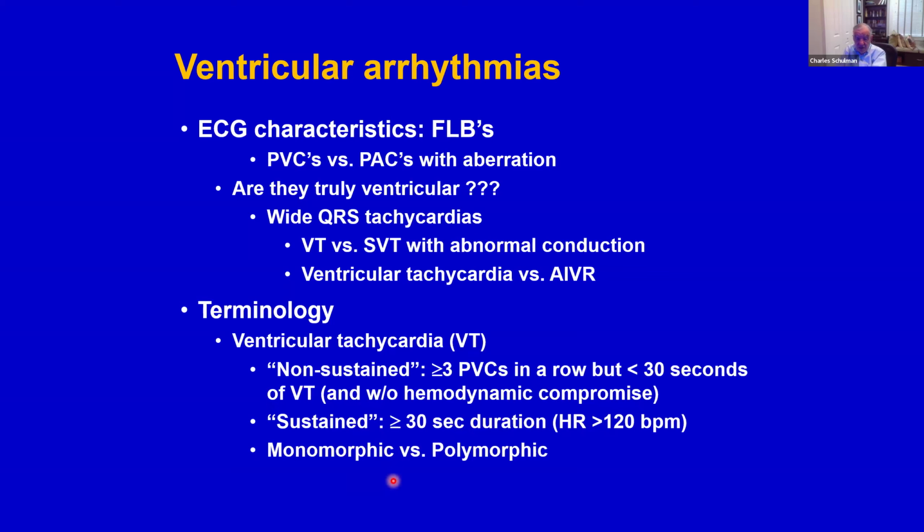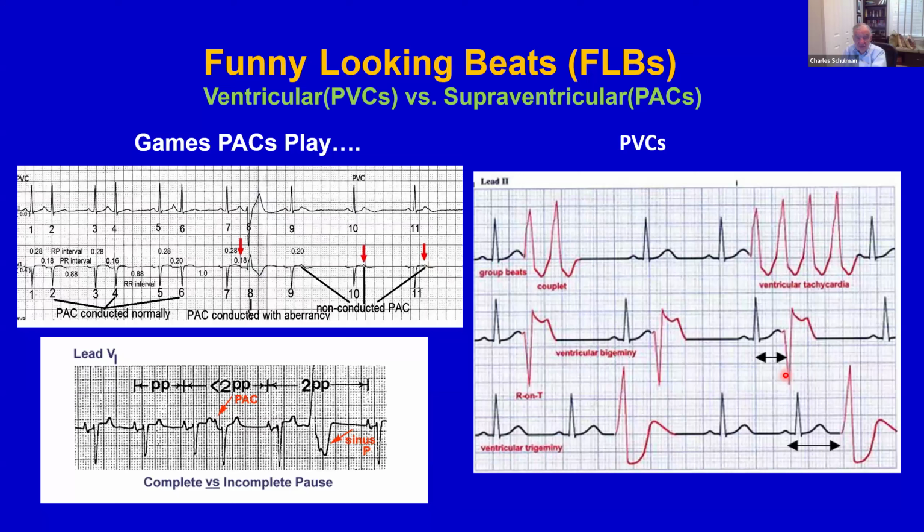And then there's monomorphic versus polymorphic. Torsade de pointes is polymorphic ventricular tachycardia. So here are examples. Here's a ventricular couplet. Here are 4, so that counts as ventricular tachycardia. Here's bigeminy, meaning every other one, and here's another. Here's trigeminy, which is every third.